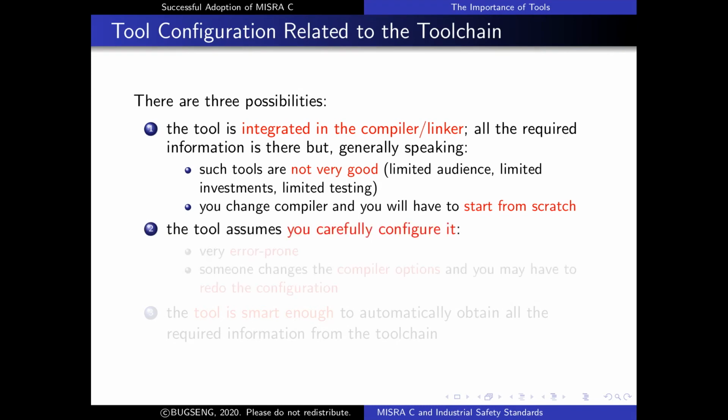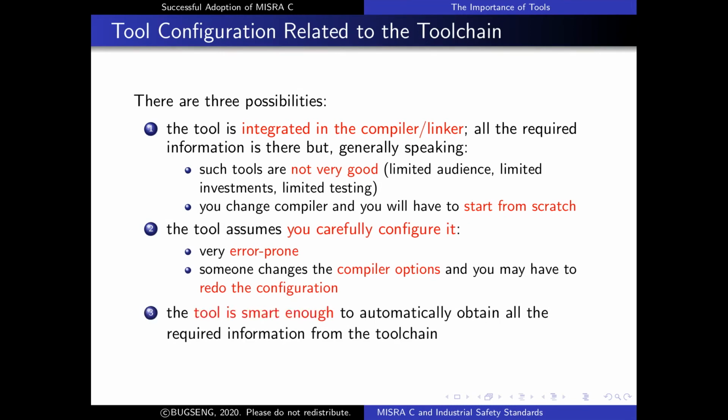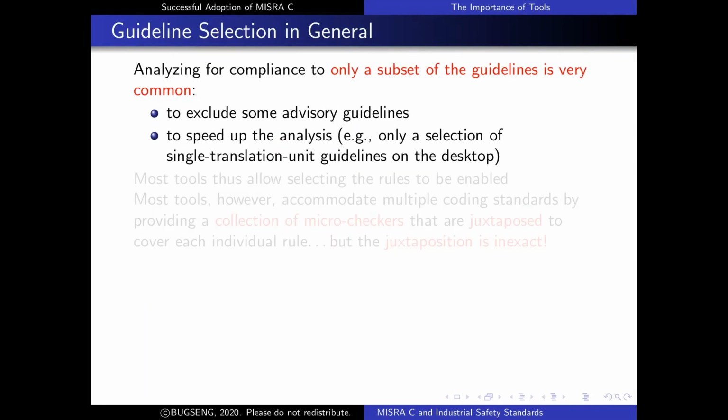The other possibility is that the tool assumes that you carefully configure it. This is very error prone. It's a very difficult configuration, and if someone then changes the compiler option for the project, you have to redo the configuration. And there is a third possibility, of course, in which the tool is smart enough to completely avoid this problem: to configure itself in a completely automatic way, transparent to the user, taking into account the peculiarities of the toolchain in the way you are using it. This is, of course, the direction we have chosen, and we have been very successful at this, but this is not the topic of this webinar.